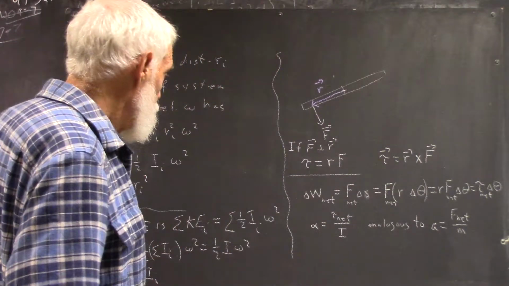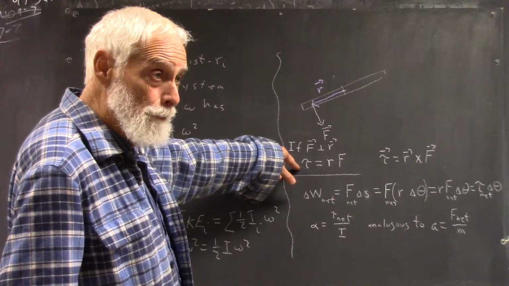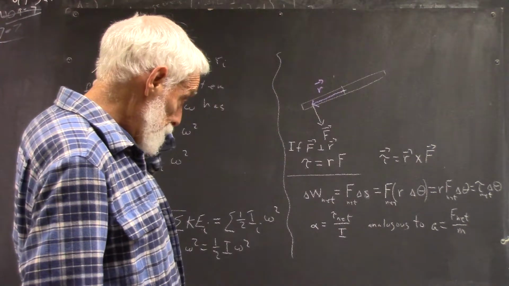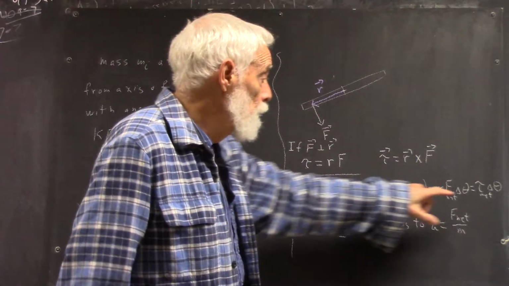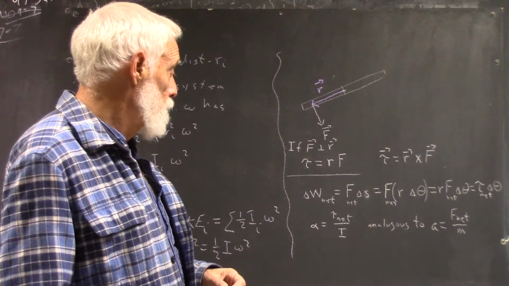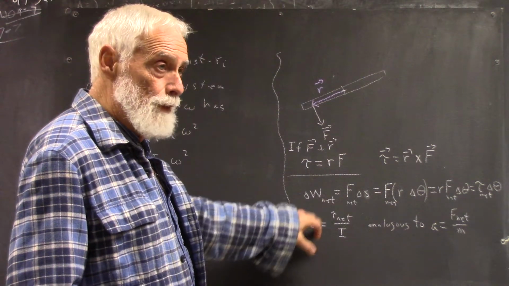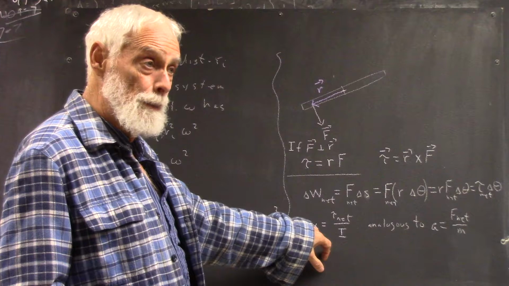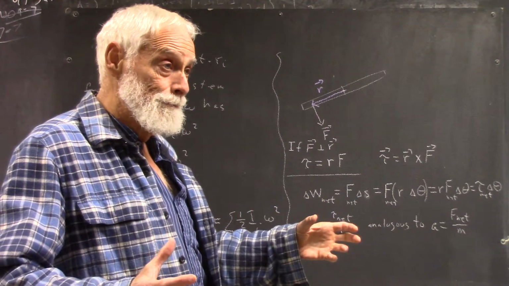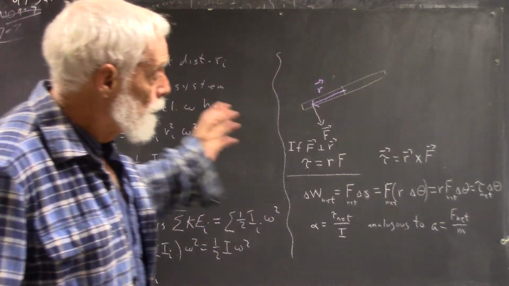Okay? And the important relationships are just that, after you have the definition of torque, the work is net torque times your angular displacement, and angular acceleration is just net torque divided by, not mass, but by moment of inertia. It's not divided by mass because it depends where the masses are. Okay?